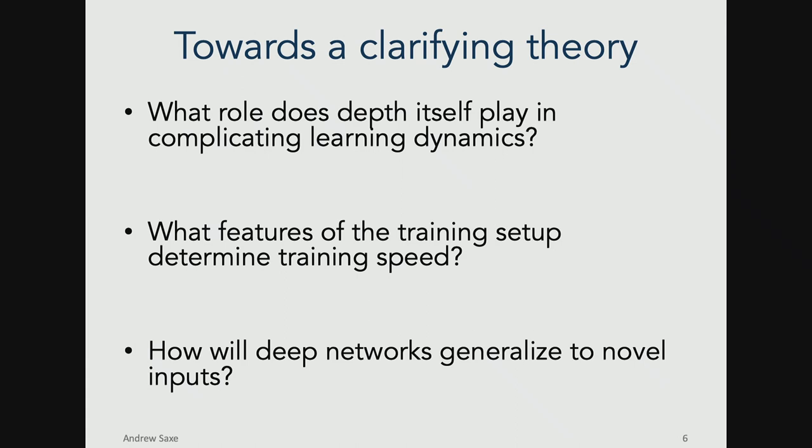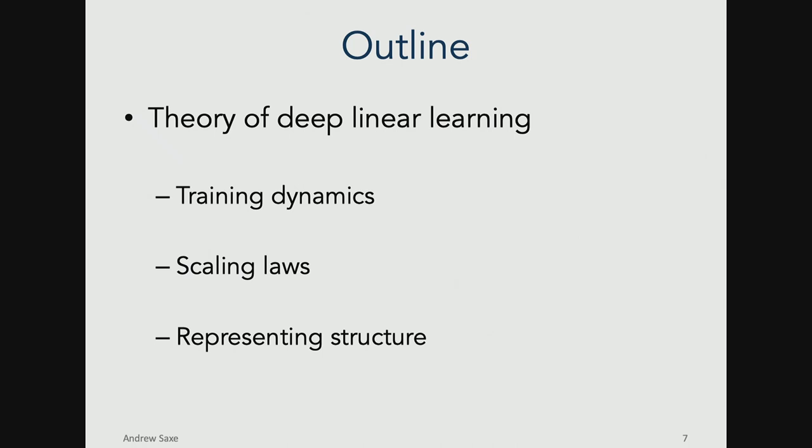All right, so what we really need to make progress on understanding the impact of depth is a theory that illustrates some of these very basic trade-offs. What role does depth itself play in learning dynamics, as opposed to all the other features of the learning setup? And how does training speed depend on aspects of the setup that we're investigating? I want to investigate these questions using a very simple surrogate model. What I'll talk about today is basically three pieces. First, I'll talk about training dynamics. Then I'll talk about scaling laws, so how training speed scales with the number of layers in these simple models that I'll introduce. And third, I'll talk about representing more complex structure, when you have richer data sets, in these models.